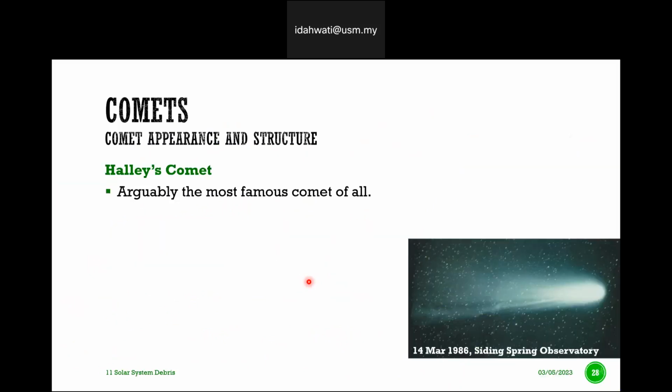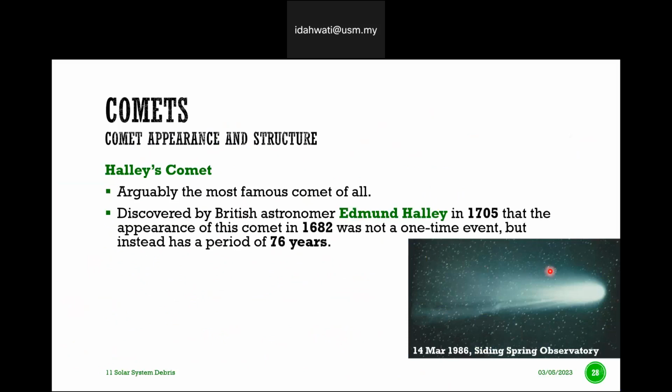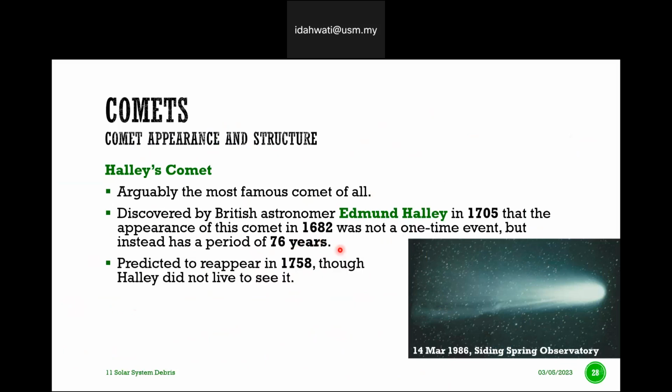Okay, and Halley's comet. What is Halley's comet? Halley's comet is shown here in this figure. It was discovered by the British astronomer. The appearance of this comet in 1682 was not a one-time event, but instead has a period of 76 years. So they found maybe some cycle of the event. It can occur in a cycle of about 76 years and was predicted to reappear in 1758.